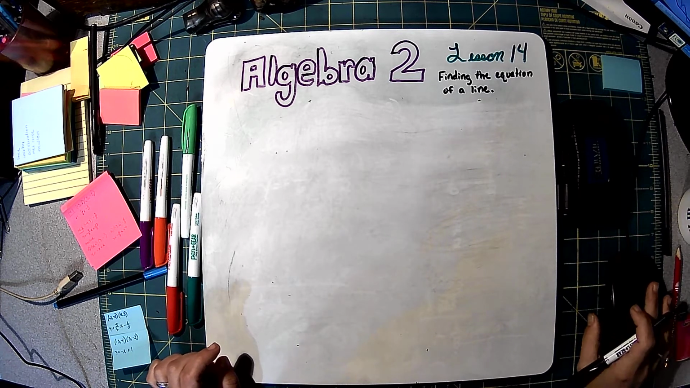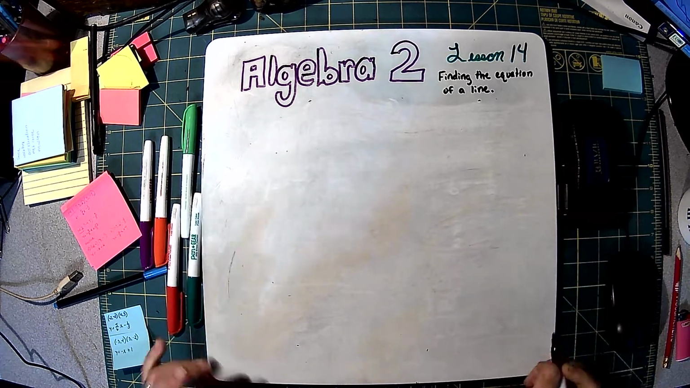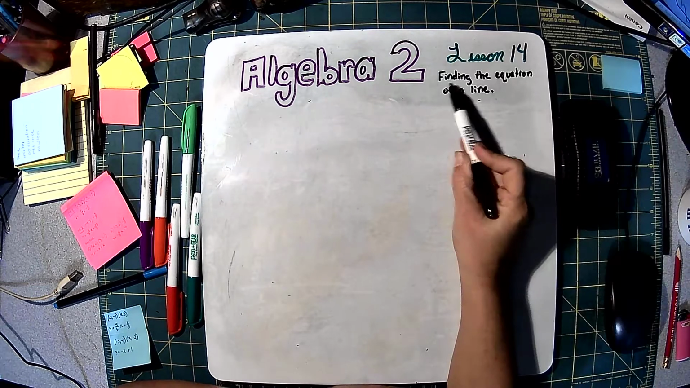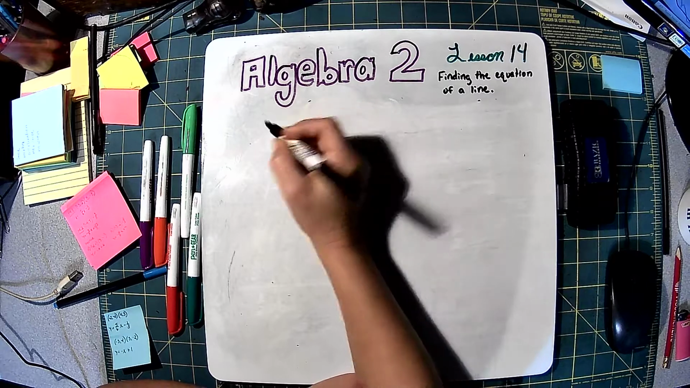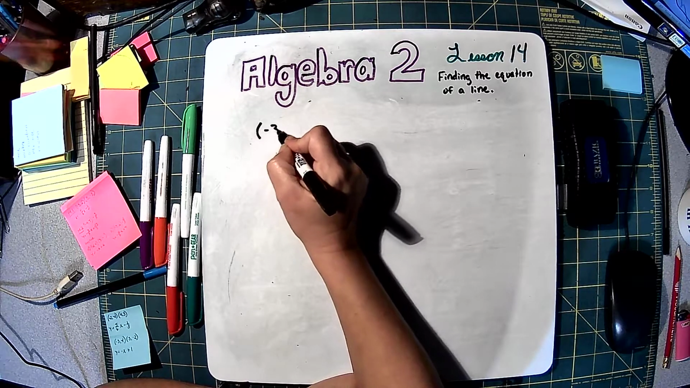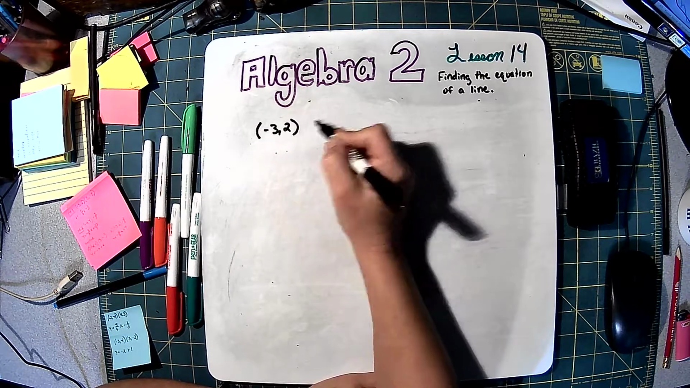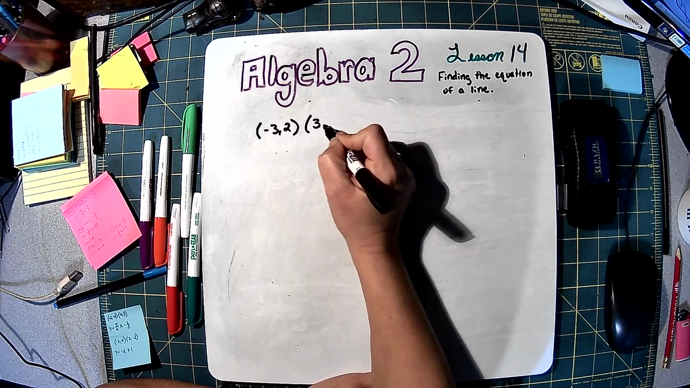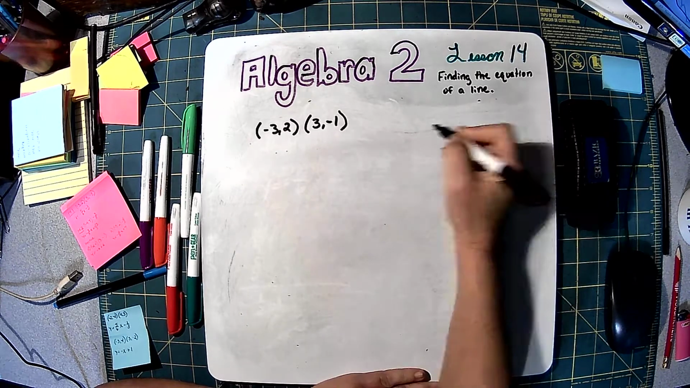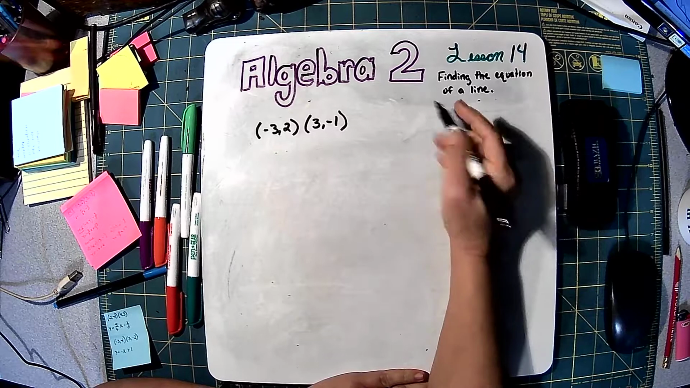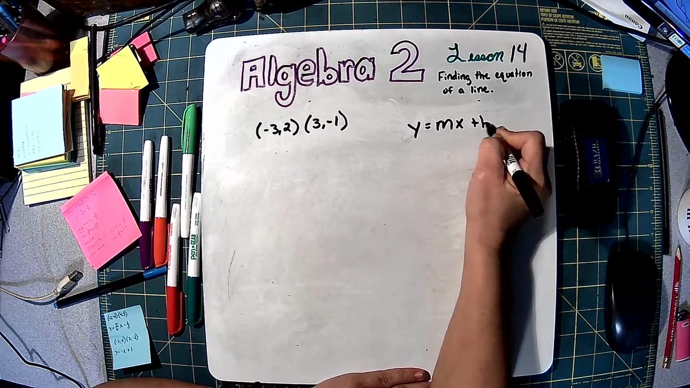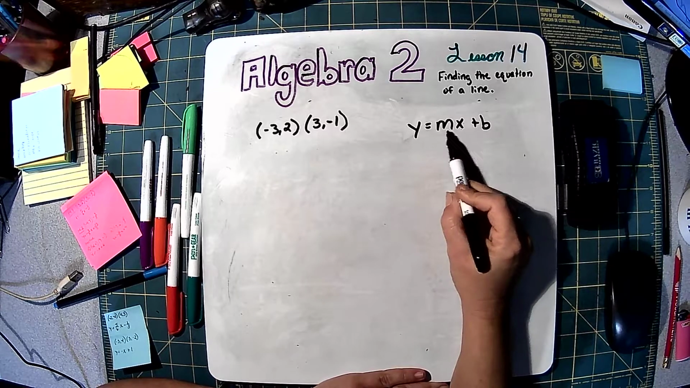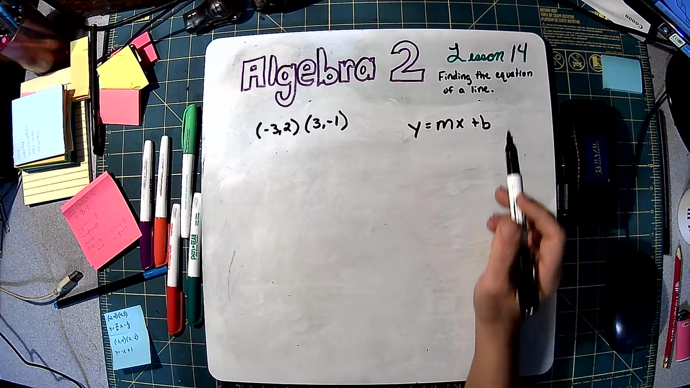Hi everyone, this is lesson 14, Algebra 2, and this lesson is about finding the equation of a line if they give us 2 points. So the points they're giving us are (-3, 2) and (3, -1). And we know that the equation for a line in y-intercept form is y equals mx plus b. So we have to figure out what m and b are to make that be an equation for a line.